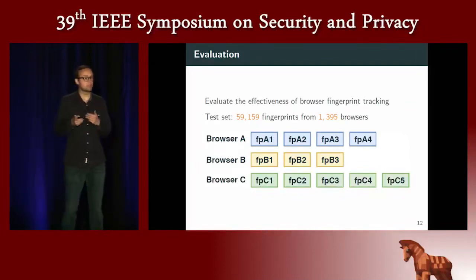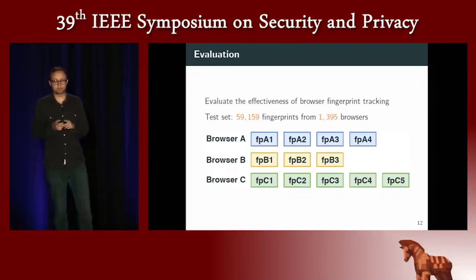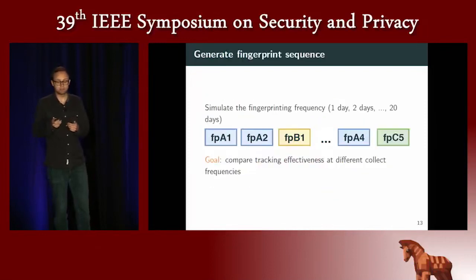So to explain the protocol and the different metrics and why we choose these metrics, I will go through a small example. If we consider that we have three browsers, A, B, and C, with different fingerprints, the first step is to generate a fingerprint sequence.